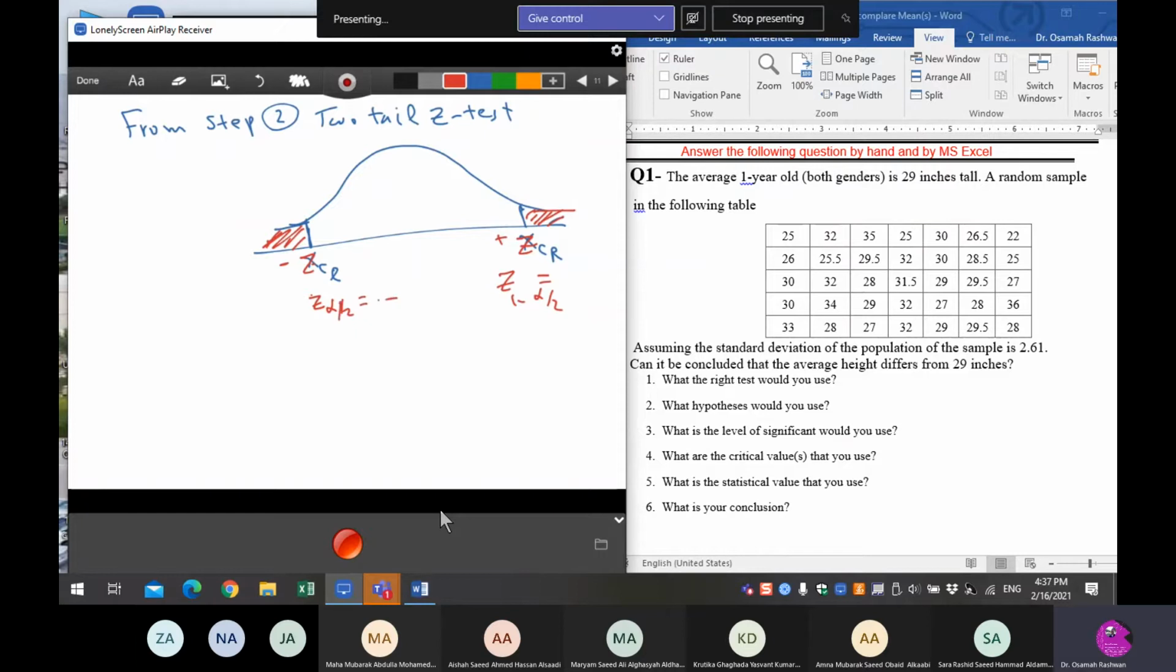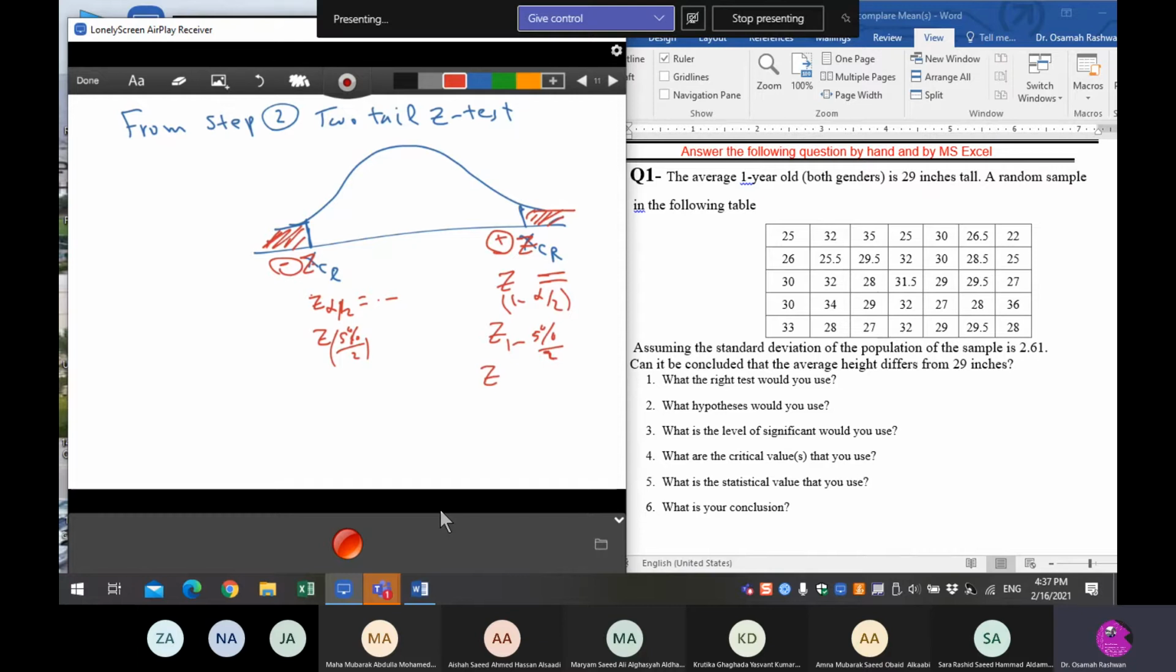So if you have a negative Z table, you will go for Z alpha over 2. If you have a positive Z table, you go for Z of 1 minus alpha over 2. Okay? Z alpha over 2 is Z of 5% divided by 2, and this is Z of 1 minus 5% over 2.